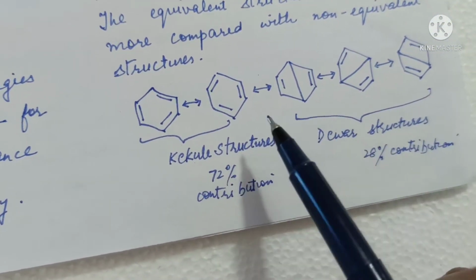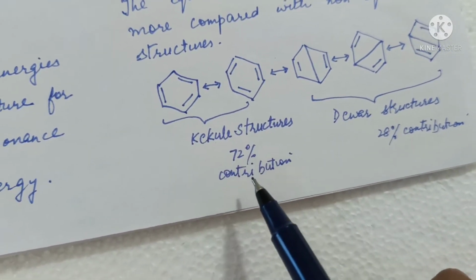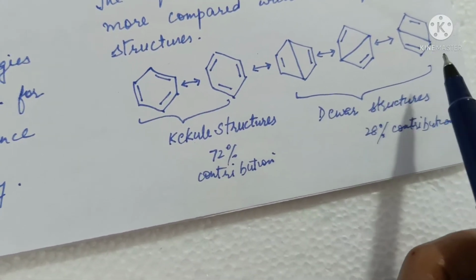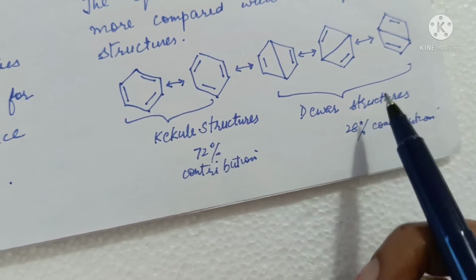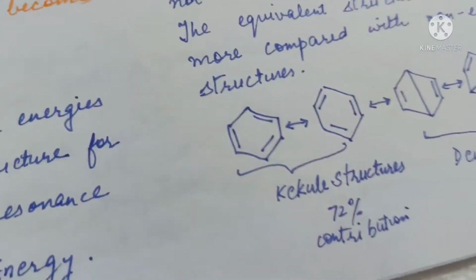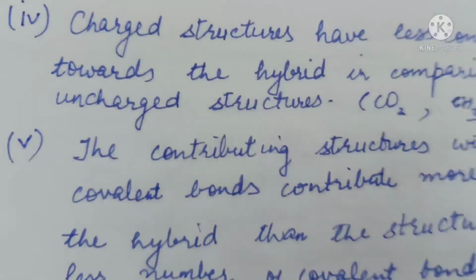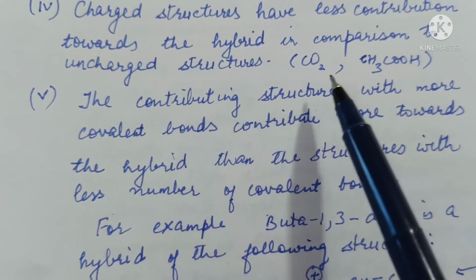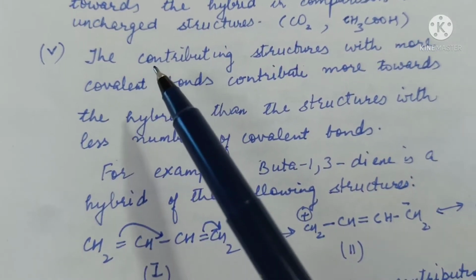For example, for benzene, the Kekule structures are equivalent, so they contribute 72% to the resonance hybrid, whereas the Dewar structures are not equivalent and contribute only 28% to the resonance hybrid. Charged structures have less contribution towards the hybrid in comparison to uncharged structures. We will see this in carbon dioxide and acetic acid.